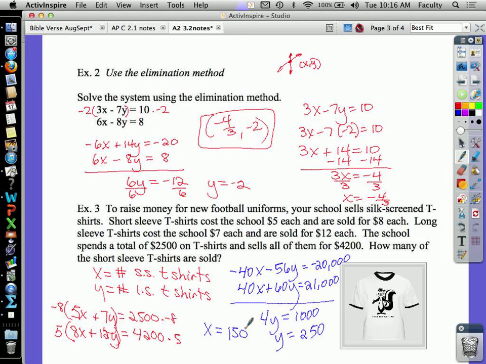And something I would like to see us do is to move to a new level. On the OGT, they liked on the short answers where you write out your sentences. So what I would like us to begin to do from this moment forward is anytime you have a word problem, I want you to begin answering word problems in a sentence like this. It said, how many of the short sleeve t-shirts are sold? There are 150 short sleeve t-shirts sold.